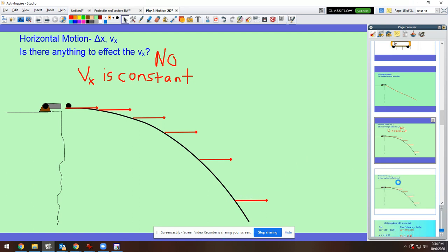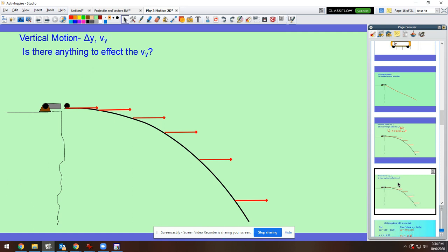Then let's talk about vertical. Vertical motion. Is there anything to affect the flight vertically of a cannonball? Well, yeah, gravity. Gravity certainly is going to act on it. Now, in the beginning, when the cannonball is still in the cannon, is it falling yet? Well, no, not yet. But as soon as it leaves the cannon, it begins to fall.